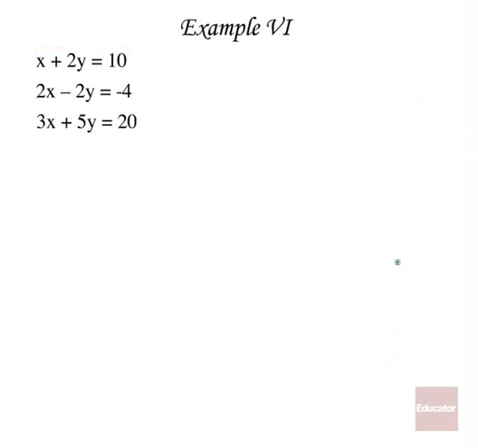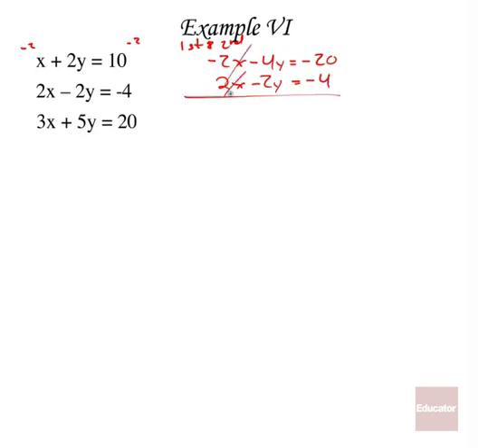So let's see what we have here. Again, we have a system of 3 equations in 2 unknowns, so we're going to treat it the same way. Let's start off by doing the first and second equations. Let me write first and second over here. We're going to multiply this by negative 2, so we get negative 2x minus 4y equals negative 20. And this one we leave the same: 2x minus 2y equals minus 4.